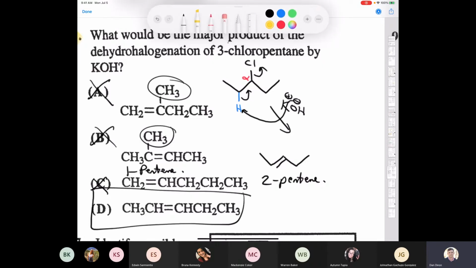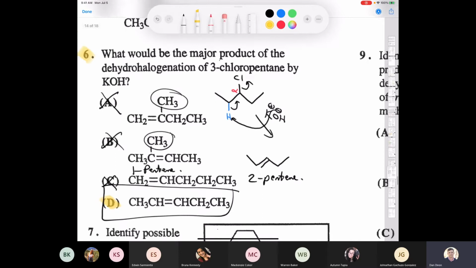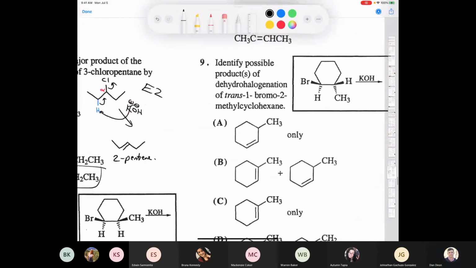So it's just a straightforward E2 reaction. This is just a plain old run-of-the-mill, everyday E2 reaction. Nothing more to it. And again, the trans would be the major, since this one would only be stereoselective, not stereospecific, but either way, it doesn't matter. We don't have to know anything about that to answer the question. Let's move on to question number 9.